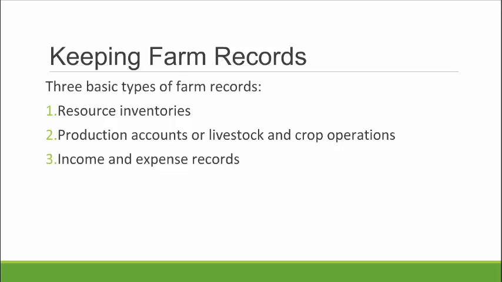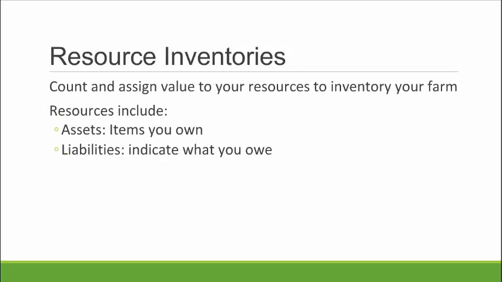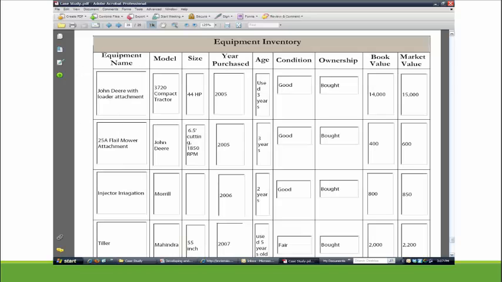So there's 3 types of farm records, and I'm not going to go into depth in all of these. I've got 1 or 2 examples I want to show. Keeping your resource inventories is important, your production accounts or livestock and crop operations, and your income and expense records, so your financial records. For resource inventories, you count and assign a value to the resources to inventory your farm. Your resources include assets, which are the items you own, and your liabilities, what you owe.